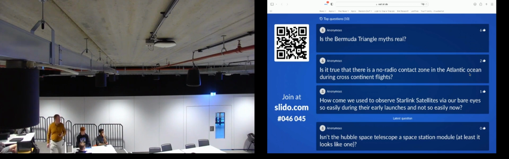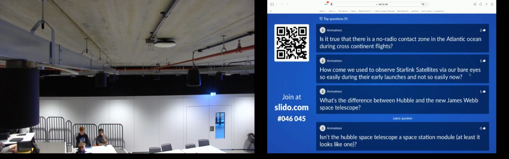Is it true there is a no radio contact zone in the Atlantic Ocean during intercontinental flights? Yes, no, kind of. You always, everywhere in the world, are connected on typical air routes via, now, SATCOM links, and before that, high-frequency radio. High-frequency radio is really interesting. It's not a very high bandwidth, so it sounds really dull. Everything sounds flat, and you can't have a whole lot of people talking.